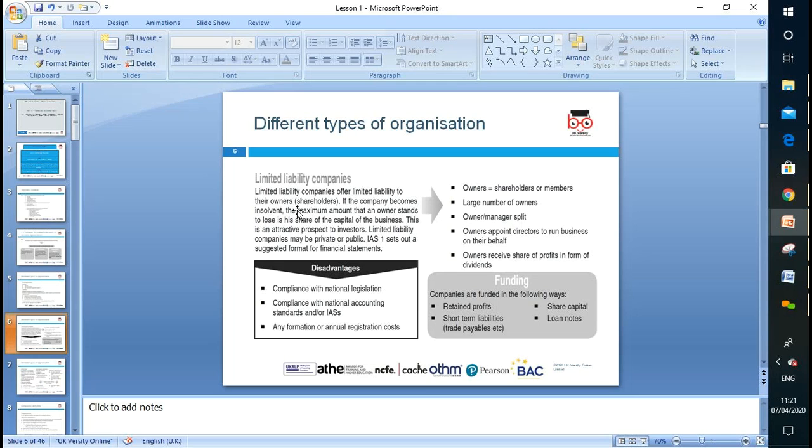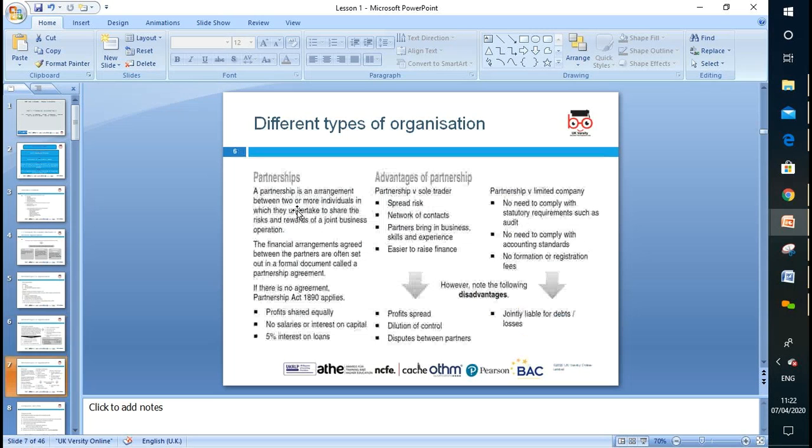So owners, the shareholders, are the owners of the business. Owners and managers can be split, and the board of directors can be selected based on voting rights. Funding: we can raise money through retained profit, share capital, short term liabilities, and loan notes. Okay, partnership. As I mentioned earlier, a partnership is an agreement between two or more individuals who undertake to share risk and reward as a joint business operation.